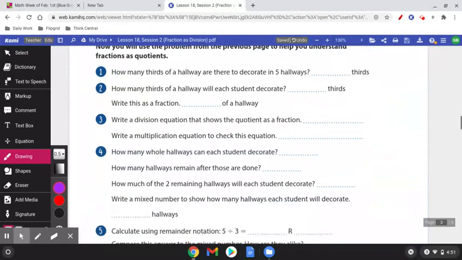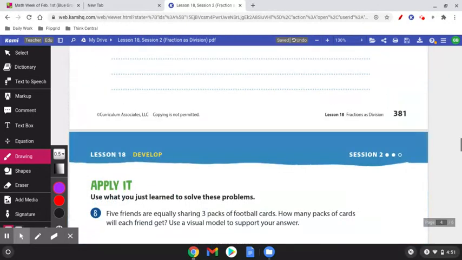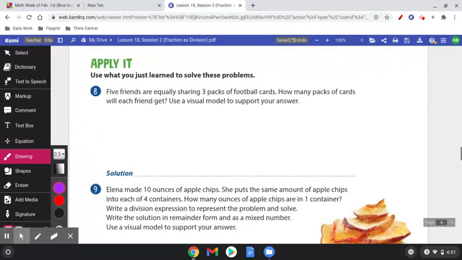Okay, we're going to go ahead and pass the next page. And we're going to go to apply it. For number 8, it says 5 friends are sharing 3 packs of football cards. How many packs of cards will each friend get? And use a visual model to support.